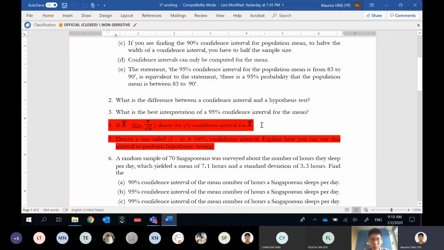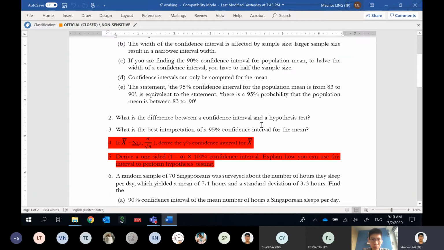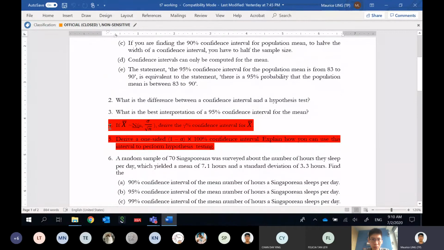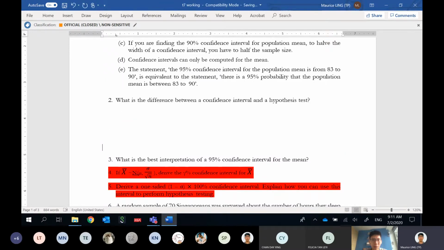So having said that, we will not go through all the questions, because those highlighted in red, like question 4 and question 5, are more theoretical. So we will not bother about them for your BDA lessons. But if you're interested, you can go and read up on the theoretical basis of this. Okay, so then let's start with our questions.